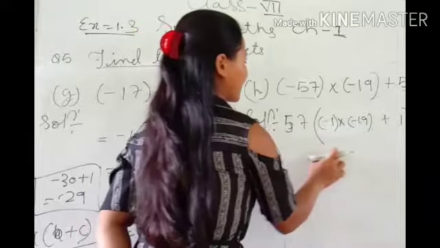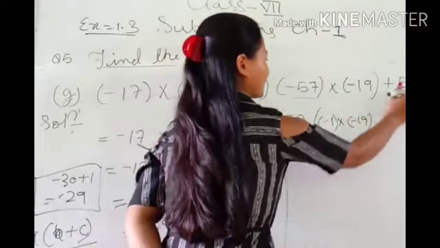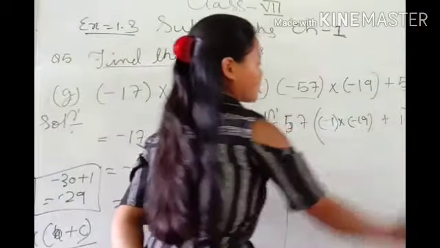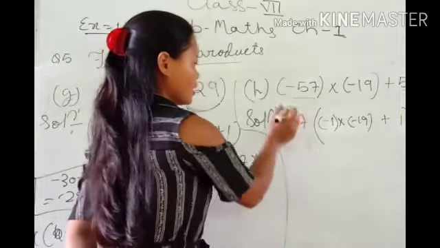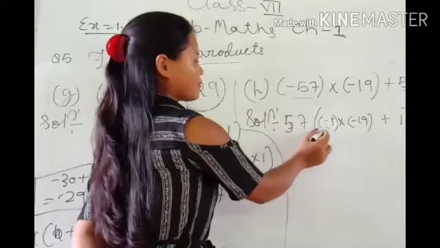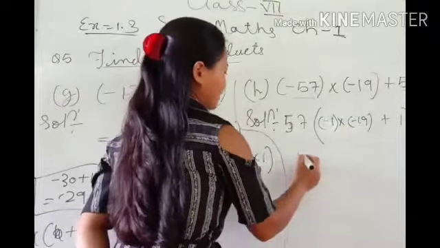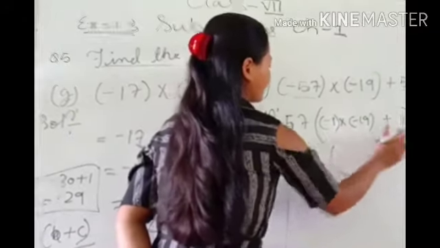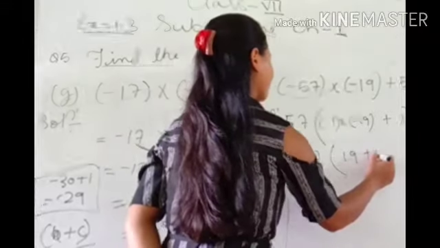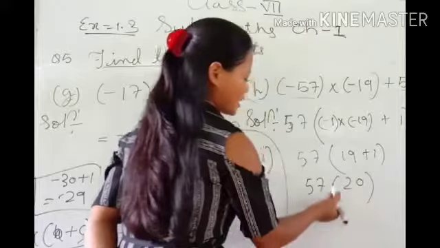Because if you break this one, you need to get this line again. So 57 into 1, you will get 57. So I took a positive number, so negative is here. So you will write minus 1 into minus 19, then plus 1, times 57. Now you will solve this one first. Minus minus is what? Plus. So you will get 19 plus 1. So 19 plus 1 is how much? 20.